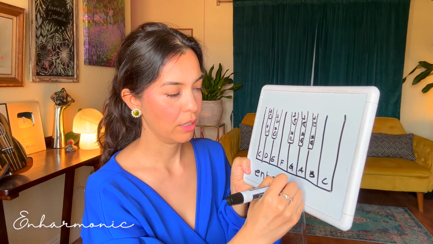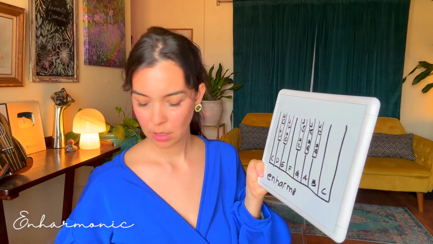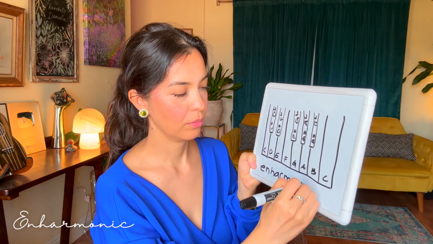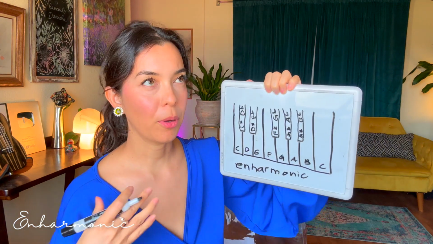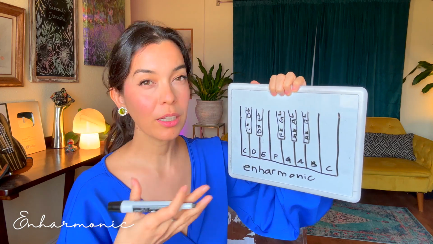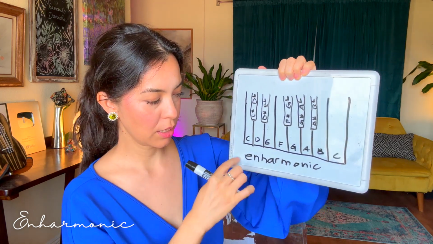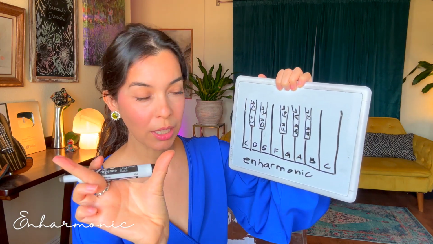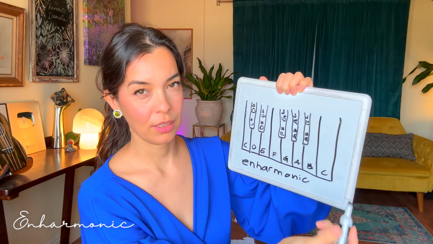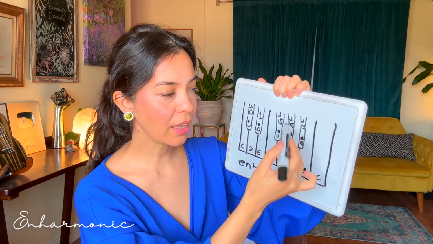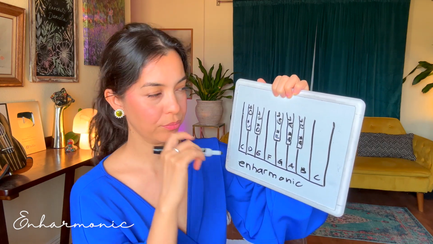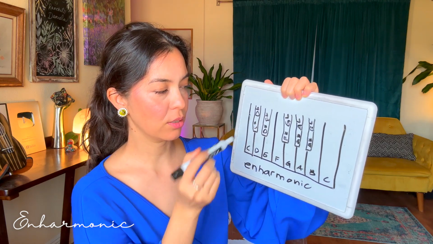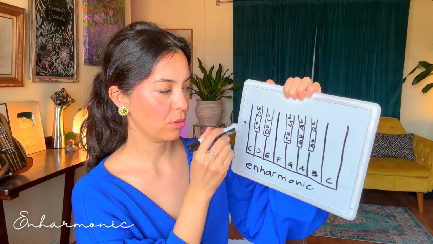Enharmonic. This can be called enharmonic equivalent or enharmonic match. But the key here is calling them enharmonic when the same note has two names. So B flat is also called A sharp. A flat is also called G sharp. And G flat is also called F sharp. E flat is also called D sharp. And D flat is also called C sharp.